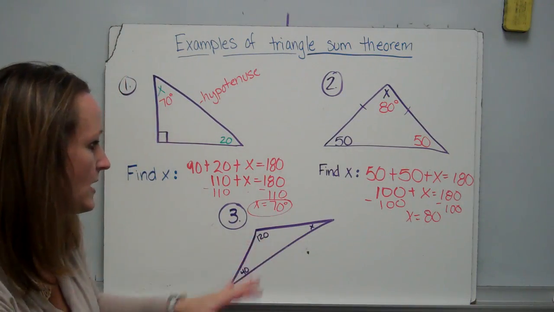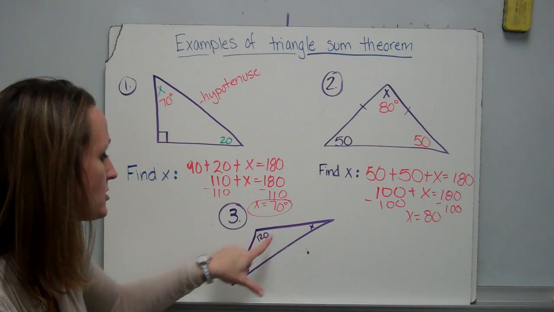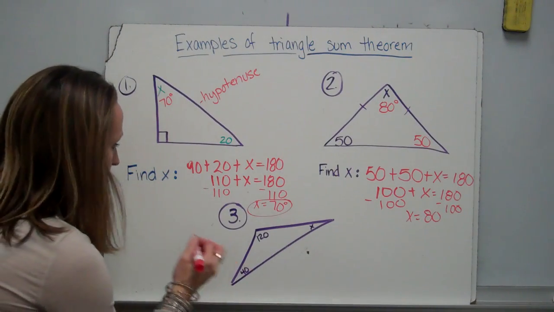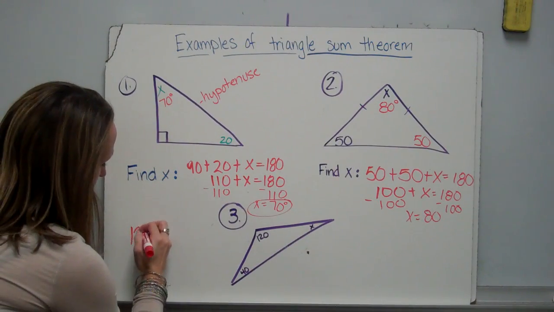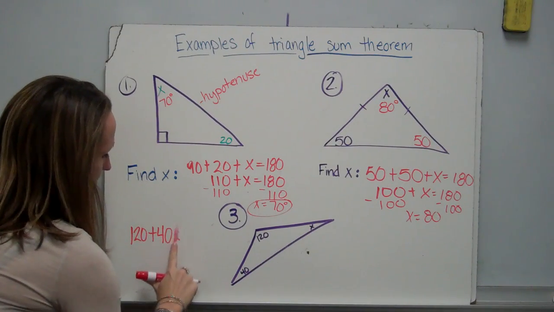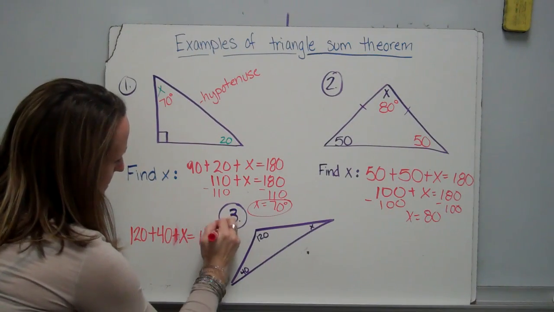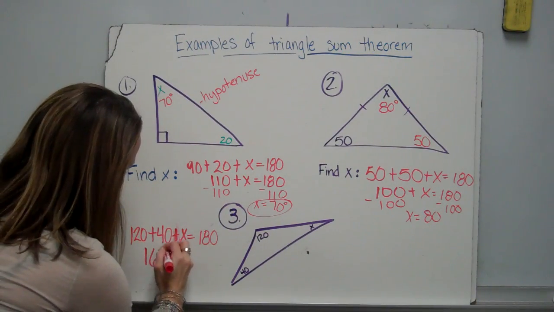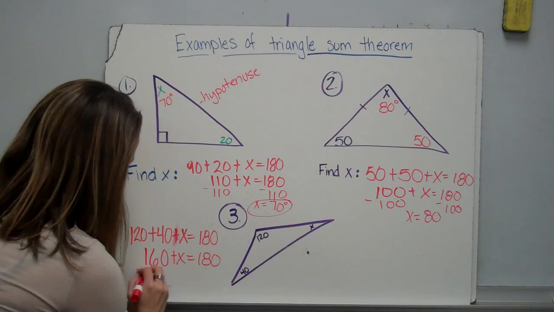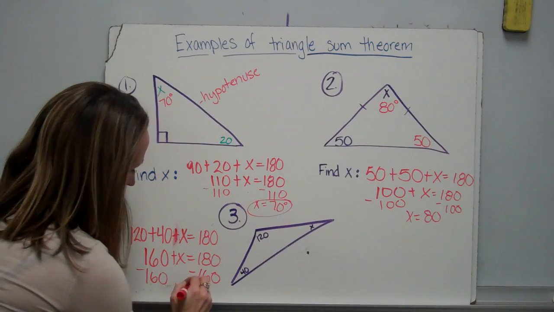Okay? So now let's look at this one. Now we have an example in obtuse triangle, because we have this very large 120-degree angle in there that makes it obtuse. But it still equals 180 when you add it up. So we would add 120 plus 40, whoops, I forgot my plus sign, plus x equals 180. Combine like terms. And subtract. So x in this case equals 20.